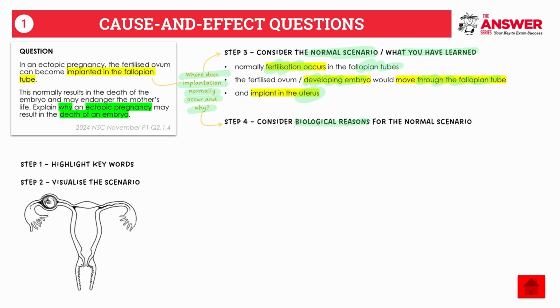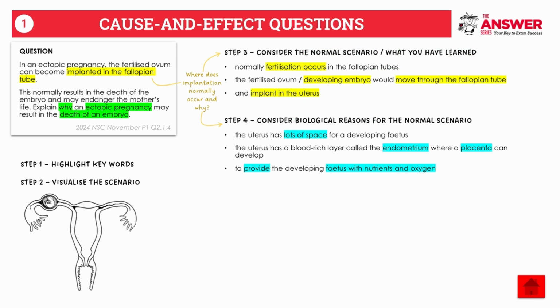Why is it biologically important for that normal scenario to take place? Well, because the uterus has space for a developing fetus. The uterus has a blood supply layer called the endometrium where the placenta can actually develop, and therefore it can provide this fetus with enough nutrients and oxygen to allow it to grow.